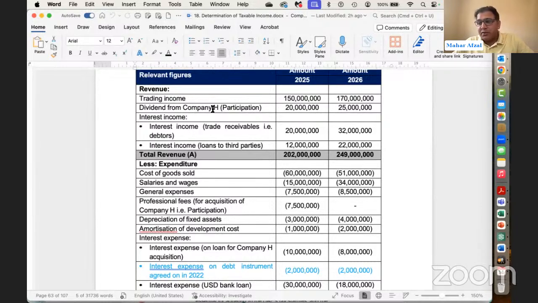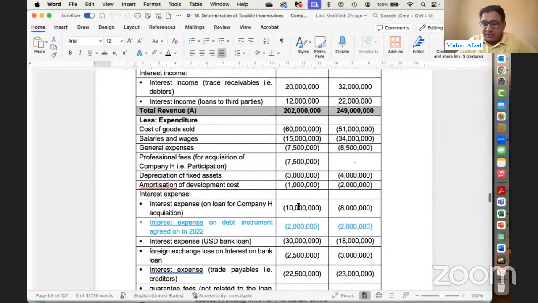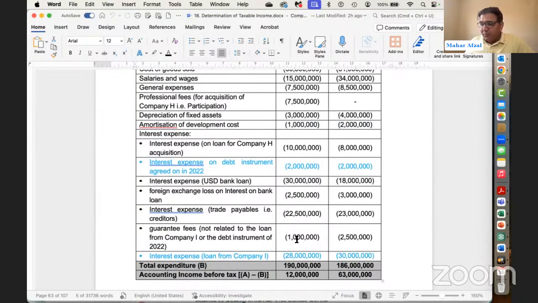Now I need to do the interest calculation. How can I do it? Interest is straightforward. We need to assess if this is less than 12 million, in which case we claim 100%. If this is more than 12 million, then net interest and 30% of EBITDA, whichever is higher, we need to claim. So before interest the number is 27.5 million. Now I need to calculate the interest, my interest income and interest expense. This interest expense is 10 million. Because this 2 million is allowed 100%, I should not include it in the calculation of interest. Then this is 30 million more interest, 2.5 million more, then 22.5 million more, then 1 million more.